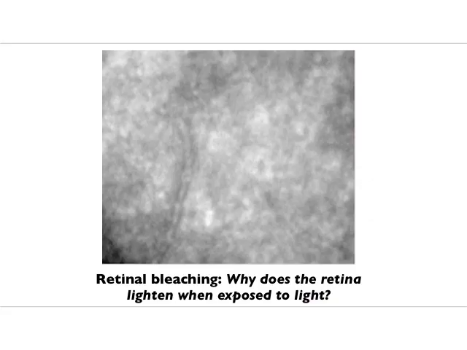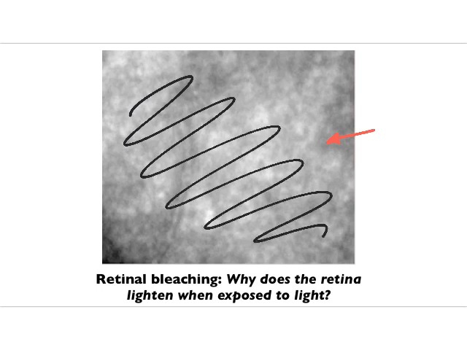Now here's a question for you. When you actually sense light, your retina actually gets bleached a little bit. And this is a picture of the retina after it's been hit with light. And then later, and this is a movie, but I can't show it in a static situation, this will darken. It's hit by a flashlight and boom, it bleaches. Why would the retina lighten when it's exposed to light?